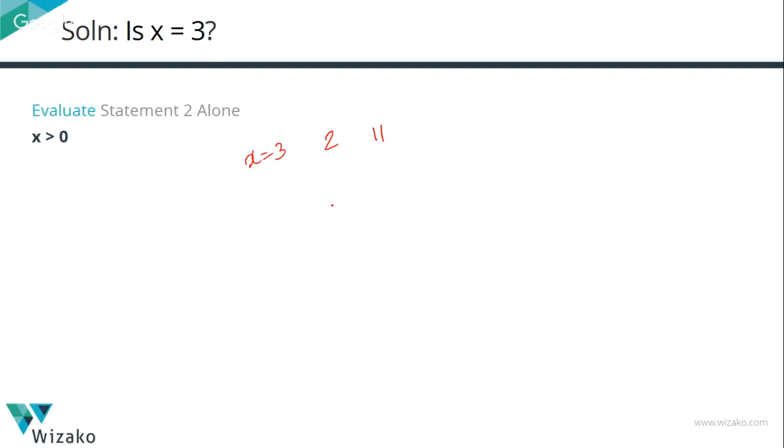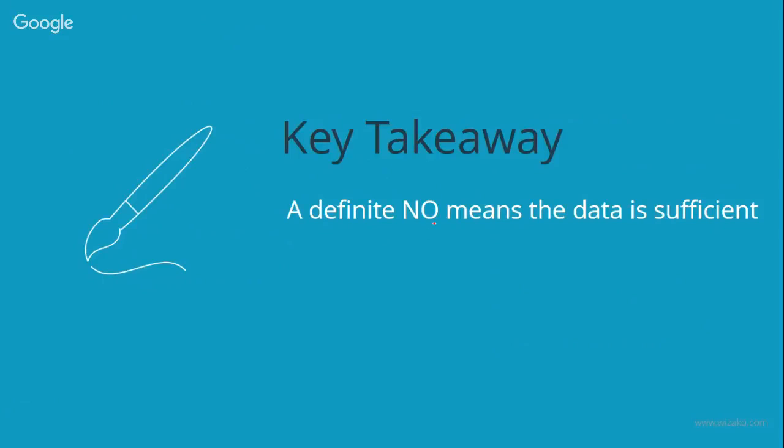It's not saying whether X is a 3. It could be a 3. It need not be a 3. So we are coming up with multiple answers, so statement 2 alone is not sufficient. So if 1 is sufficient and 2 is not sufficient, A is the answer to this question. Let's quickly move on. The takeaway from this is basically no, right?